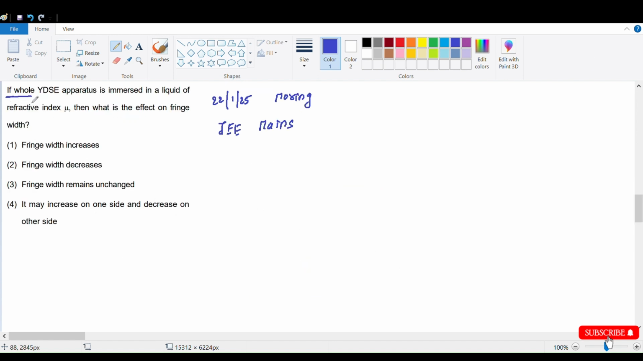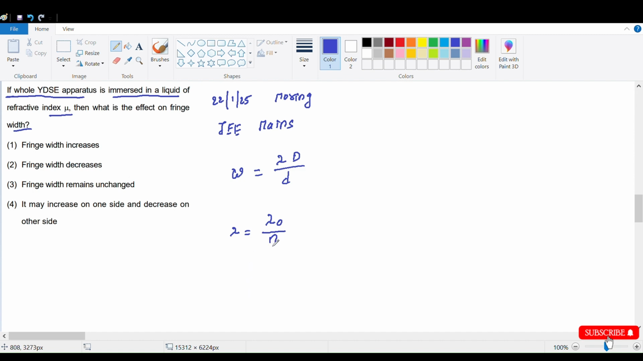If the YDSE apparatus is immersed in a liquid of refractive index mu, what is the fringe width, how will it change? See, the fringe width formula is lambda D by d. Capital D does not change, small d does not change, the distance to the screen. And lambda, yes, lambda depends upon the refractive index. When you immerse it, lambda is equal to lambda naught by refractive index.